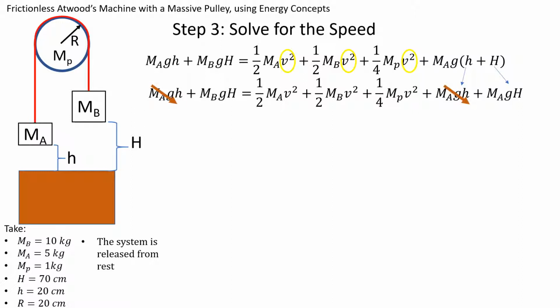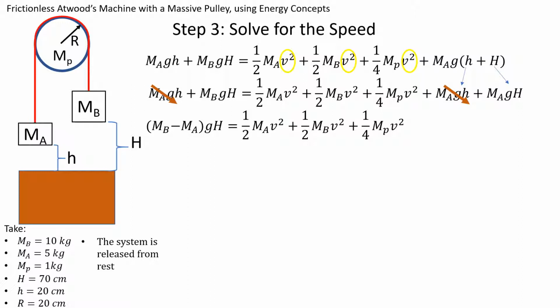And then we recognize that there is this term MAGh on both sides, where h is little h. So if we subtract that from both sides, we simply cancel that term. Next, we subtract MAG big H from both sides so that the things on the right all have the v in them and that the things on the left have no v in them. And because both of these terms have a g times an H, we factor that out and we have MB minus MA g H equals 1/2 MA v squared plus 1/2 MB v squared plus 1/4 MP v squared.